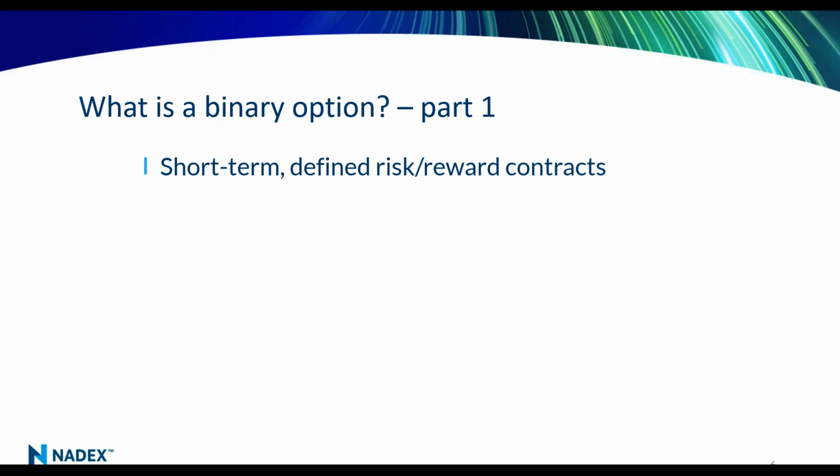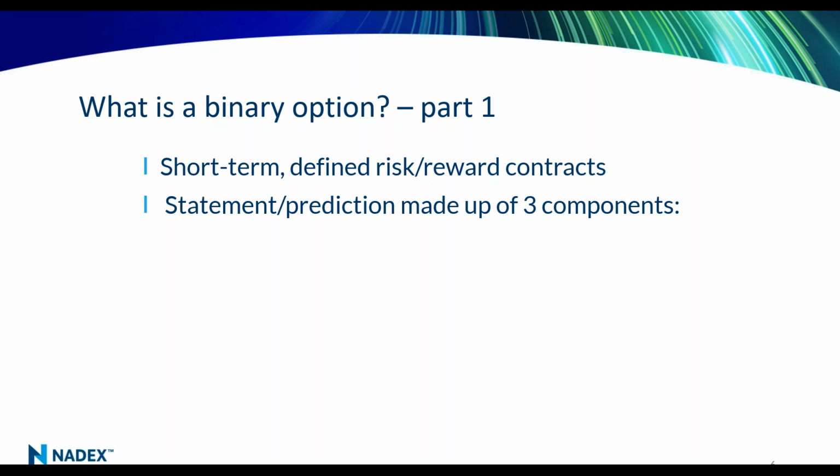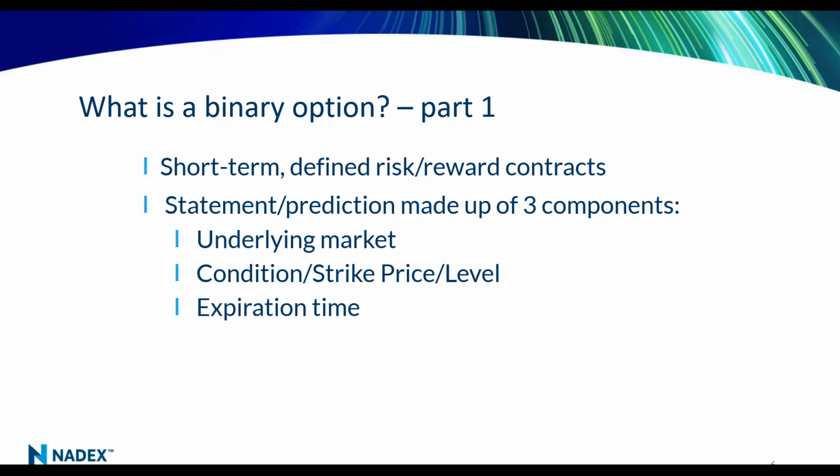Short term, and we're going to discuss what short term means, and we'll even go through the math on defined risk, defined reward. But it is a statement or a prediction. You're making a prediction. And in a binary option, there are three components to the prediction. There's the underlying market, and we have a variety of markets to choose from, whether it's foreign exchange, equity indices, commodities, or events. Then there's a condition, and sometimes that's called the strike price or the level.